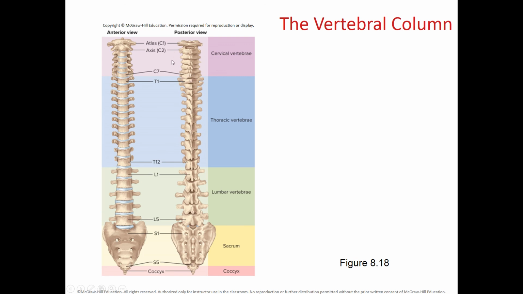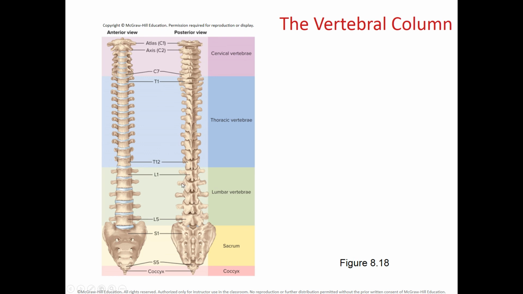This is the posterior view. This is the anterior view. It's called the vertebra prominens. And then below the cervical vertebrae, we have 12 thoracic vertebrae, T1, T2, T3, T4, etc., up to T12. These are located exclusively in the thoracic area, and they connect to the ribs.